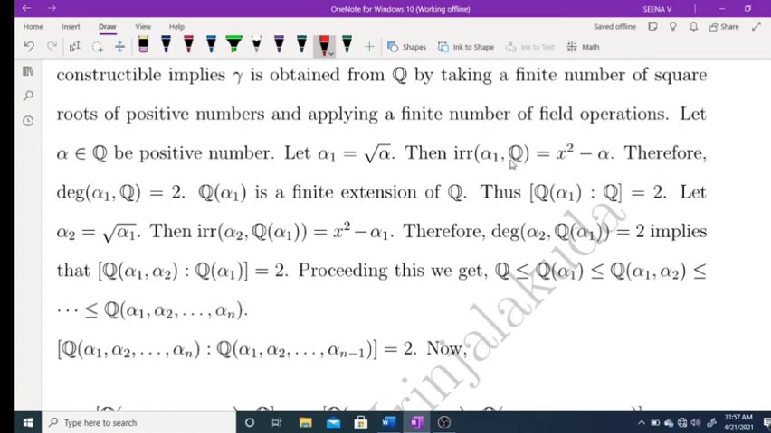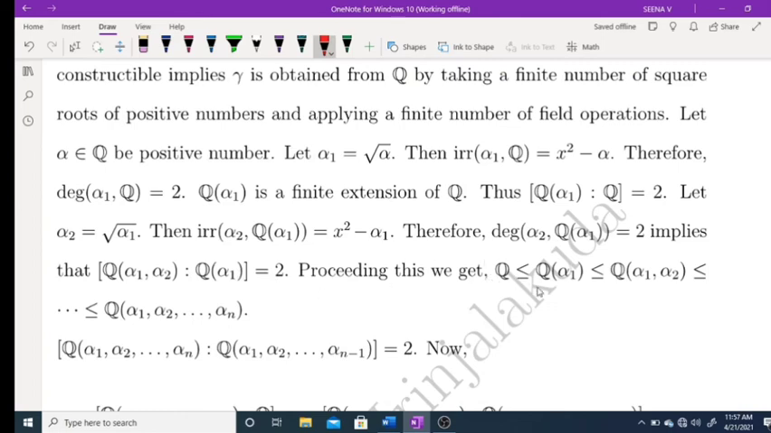Clear once again. The irreducible polynomial of alpha 1 over Q, where alpha 1 is root alpha: if you consider the polynomial x square minus alpha and replace x by alpha 1, then alpha 1 square minus alpha is alpha minus alpha, which is equal to 0. Therefore, the irreducible polynomial of alpha 1 over Q is x square minus alpha. Similarly, the irreducible polynomial of alpha 2 over Q(alpha 1) is x square minus alpha 1, and the degree is 2. This implies the degree of Q(alpha 1, alpha 2) over Q(alpha 1) is 2.